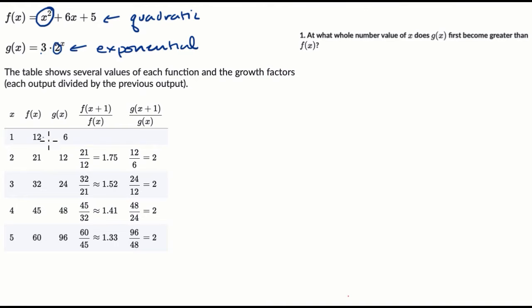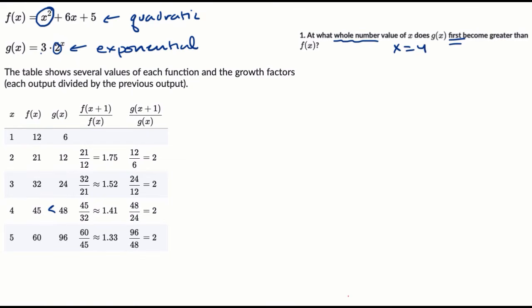So now if we wanted to answer the question, we see at x equals 1, f of x is greater than g of x. At x equals 2, f of x is greater than g of x. X equals 3, f of x is greater than g of x. X equals 4, f of x is less than g of x. So even though it looks like g of x would have passed up f of x someplace in between x equals 3 and x equals 4, they're saying at what whole number value does g of x first become greater than f of x? So it looks like it happens at x equals 4. X equals 4 is my answer there.